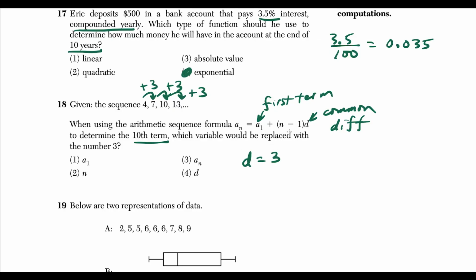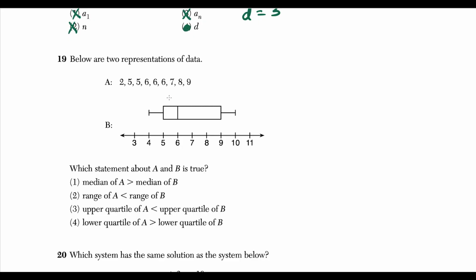So which variable would we replace with the number 3? That's going to be the variable d. Now, a sub 1 in this case is equal to 4, so that's how I know it's not this one. And n could be anything, so we're not going to replace that with t. With 3, we're going to replace n with 10 eventually if we did want to find the 10th term. So that's why the other ones are out. Definitely choice 4.